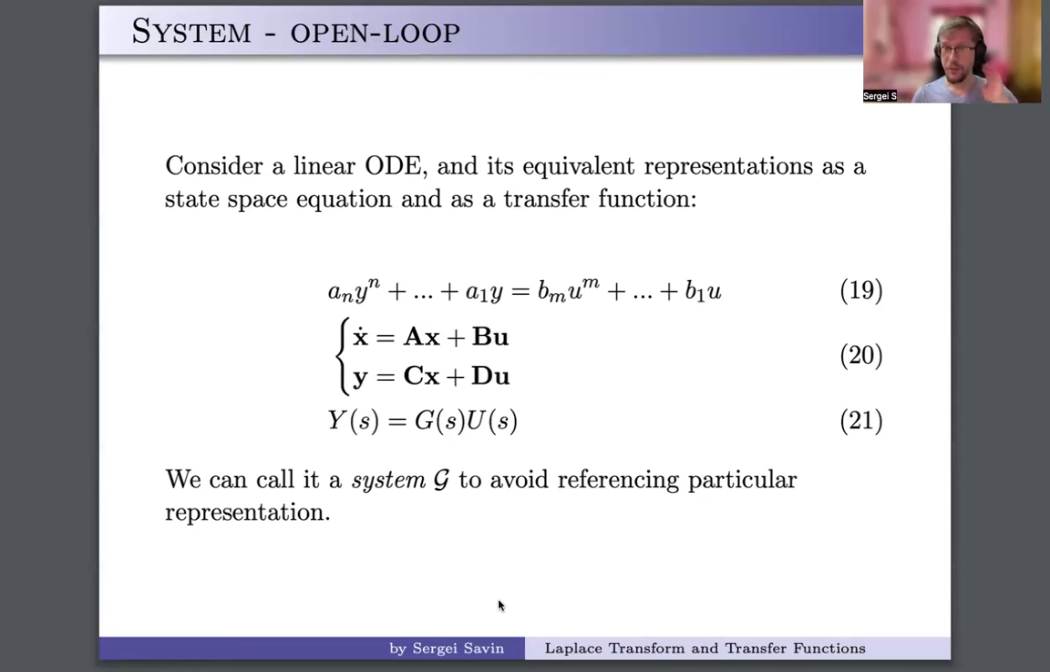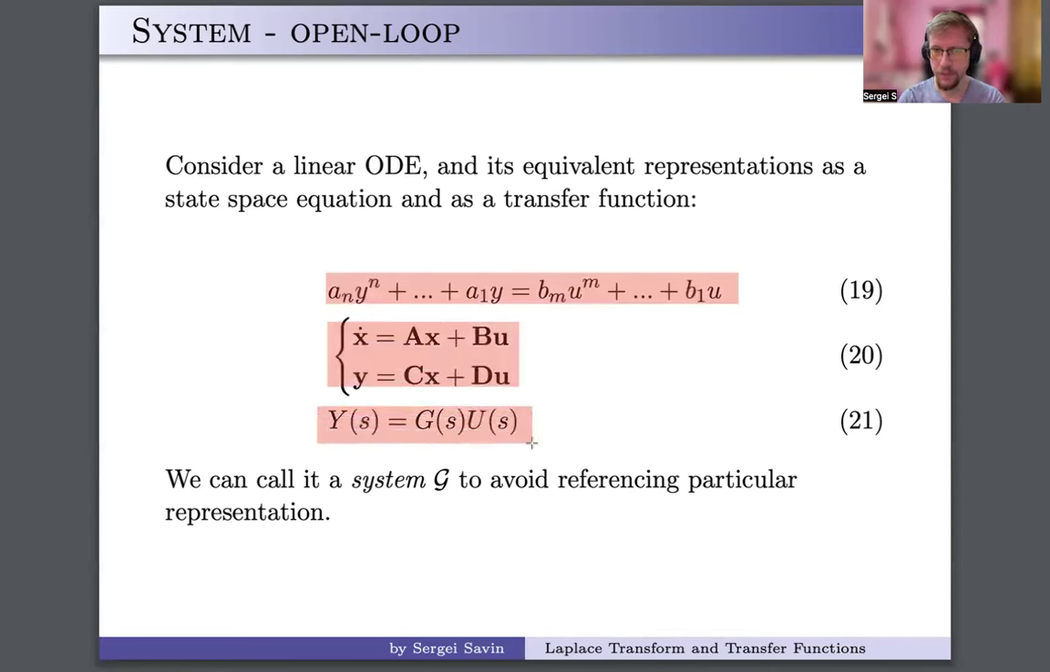Now, for our purposes, we have three different ways to represent a dynamical system. We can write it as ODE. We can write it as a state space. And we can write it as Laplace transform, the transfer function.